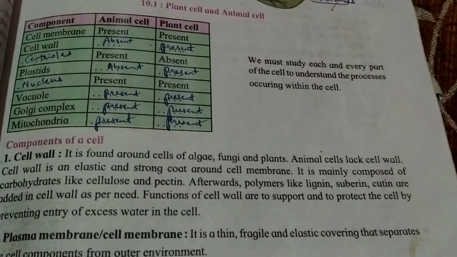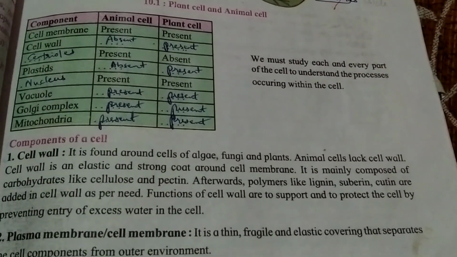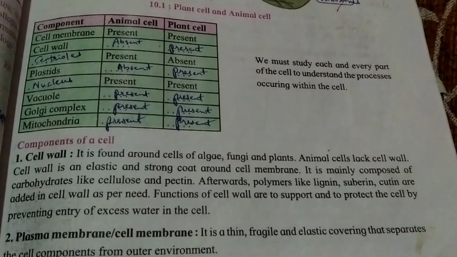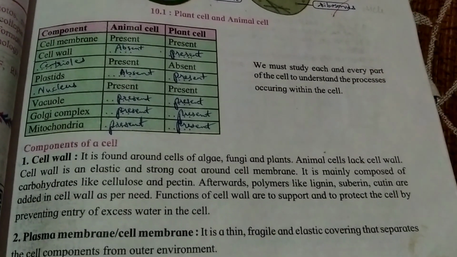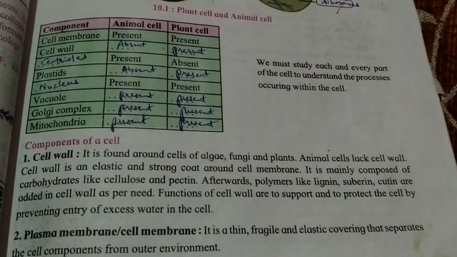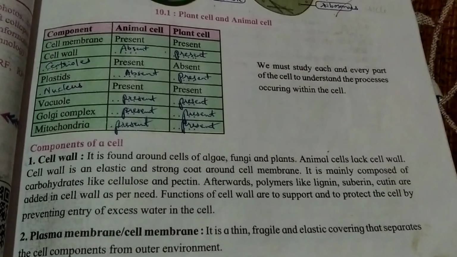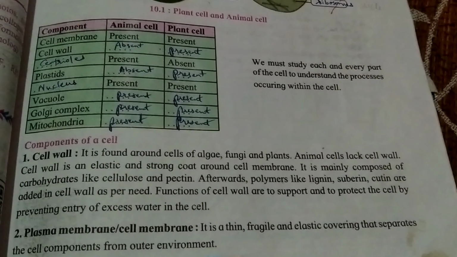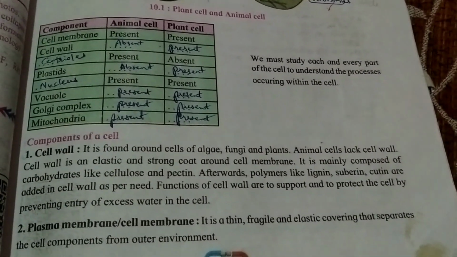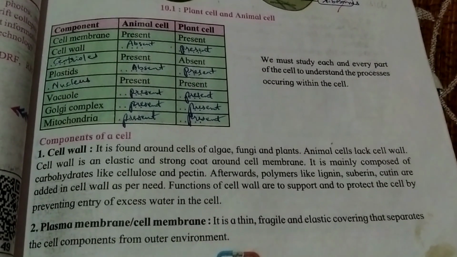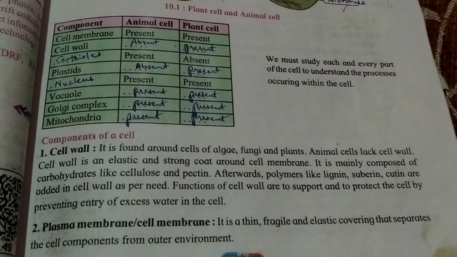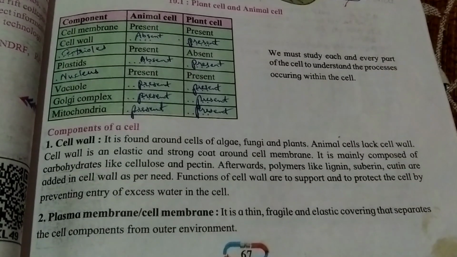The function of the cell wall is to support and protect the cell by preventing the entry of excess water in the cell. So the cell wall is like the compound wall for our home or house. In the same way, the cell wall is a protective and supporting covering around the cell, and it does not allow the entry of excess water inside the cell.